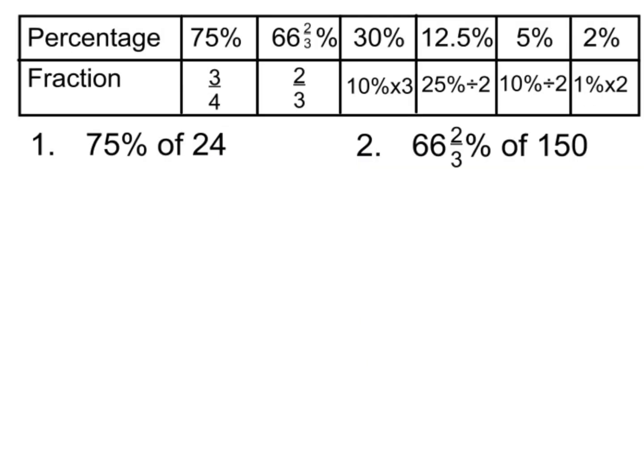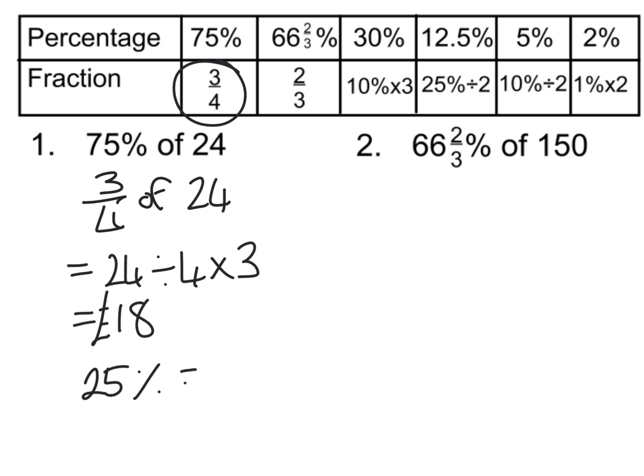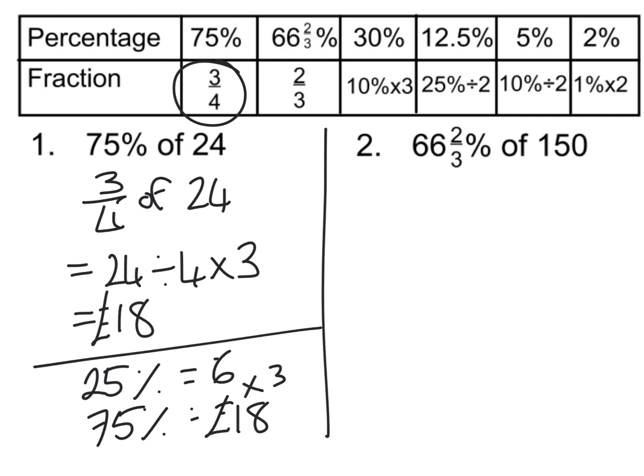So let's start off with 75%. So 75% is your 3/4. So we're going to find 3/4 of 24. So we're going to do 24, divide by 4 and times by 3, which is 6 times 3, which is 18. Now you may prefer to set it out by saying, well, I know that 25% is 6, so 75% is 3 times 6, which is 18. So kind of two different ways of laying it out. It's entirely up to you how you do it.